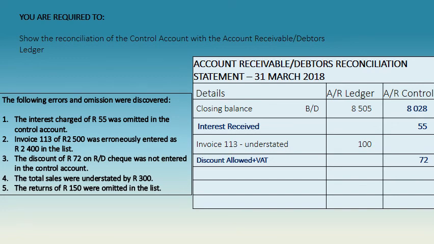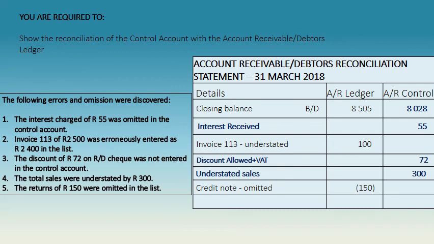Line transaction 4, the total sales were understated by 300 rand. On the reconciliation, it will be shown as understated sales. The entry affected the control account. Under the control column, it will be shown as 300 rand. Last transaction number 5, the returns of 150 were omitted in the list. On the reconciliation, it will be shown as credit note omitted. It affected the subsidiary ledgers, therefore, in the column for subsidiary ledgers, it will be shown as a minus 150.